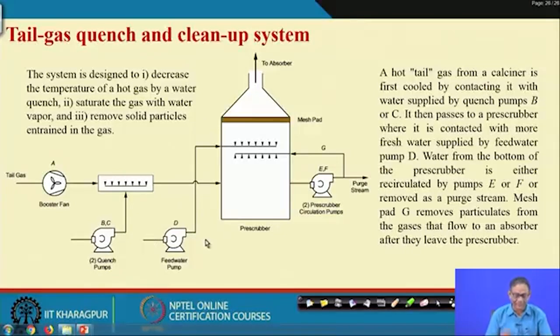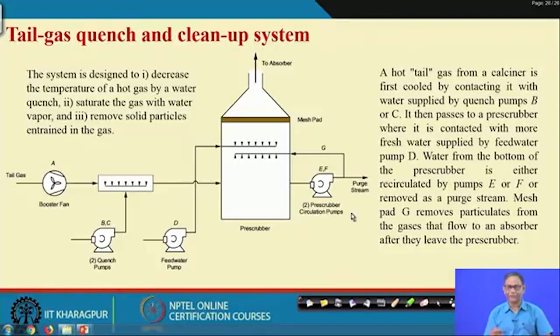If the feed water pump does not work, vapor saturation will not take place. If either of the pumps does not work, then this water will not be taken out from this scrubber and recirculated. If the power system does not work, then also water is not going out. If the mesh pad does not work, particulates will not be removed. So, all those things ultimately lead to system failure. Then what will be the fault tree?